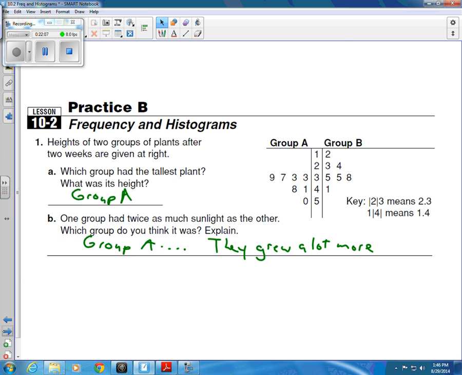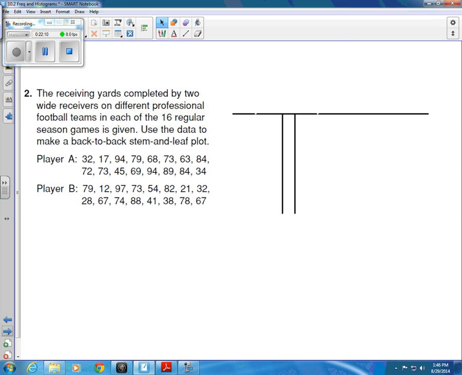Oops, backwards. That's not what I wanted to do. Moving on. Here's another one. We're making a stem and leaf plot. We're actually making a double stem and leaf plot. We already went over how to do this.